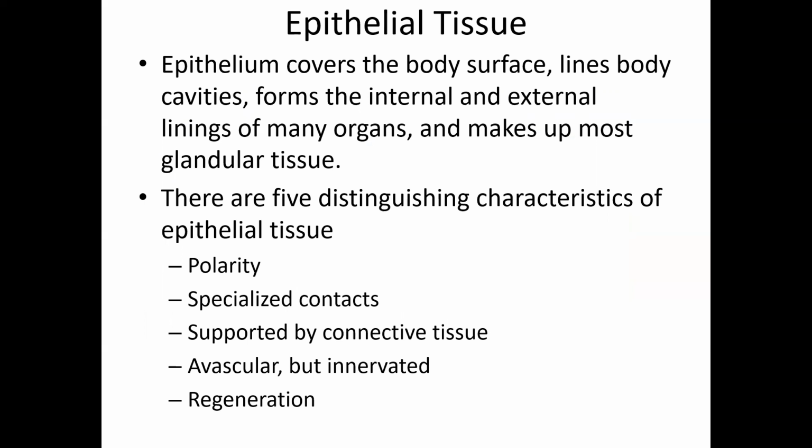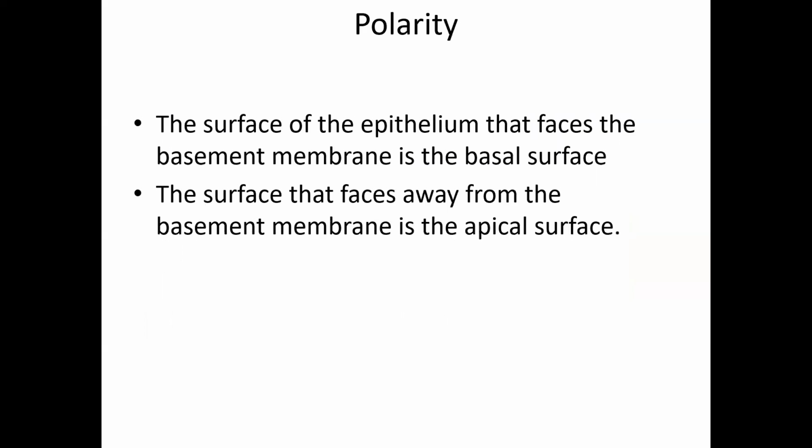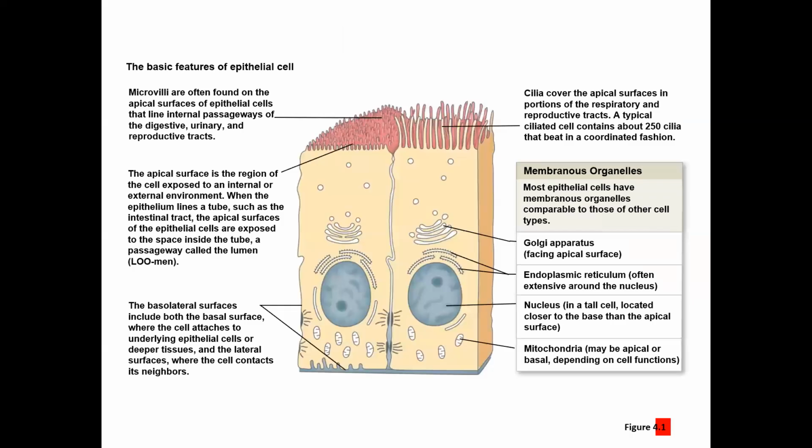Now, there are 5 characteristics of all epithelial tissue, and we'll talk about those now. The first is polarity. Polarity means that there are 2 sides to every epithelial tissue. There is a basal surface. The basal surface sits on top of what's called the basement membrane. And the basement membrane holds the epithelial tissue to the connective tissue beneath. The surface facing away from the basement membrane is called the apical surface.